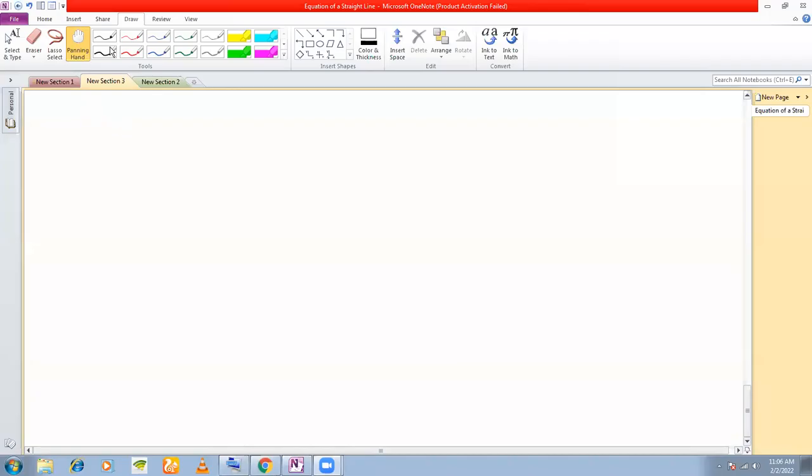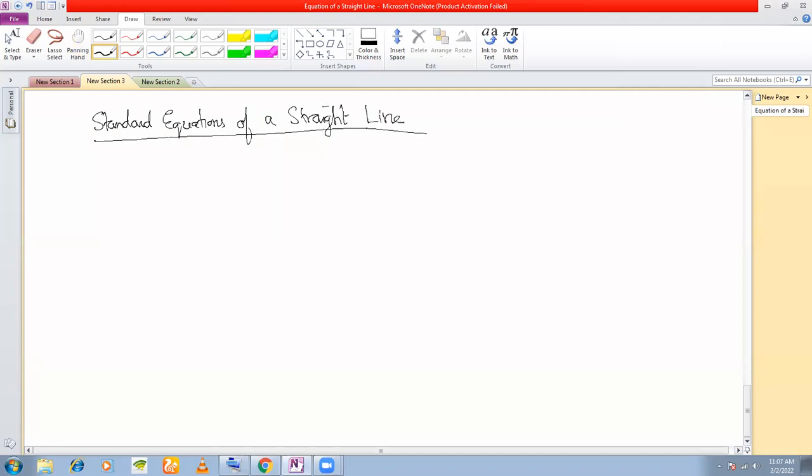a straight line. The next concept is standard equations of a straight line. Very important. Okay, now what do you mean by standard equations? The first standard equation is equation of a straight line which is parallel to the x-axis.